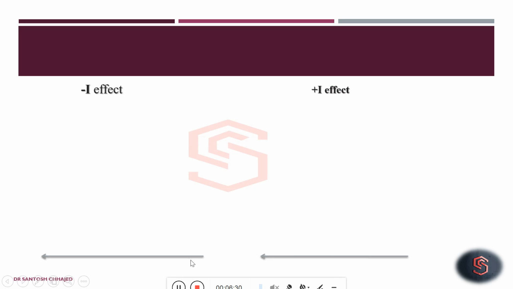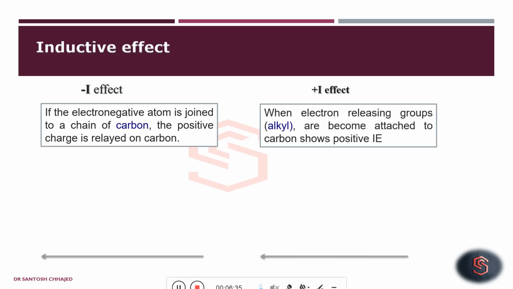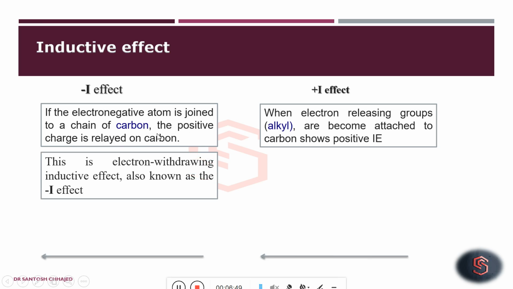Now we'll see there are two kinds, minus I effect and plus I effect, depending upon the electron releasing or withdrawing nature of the group. If an electronegative atom is joined to a chain of carbon, positive charge is relayed on the carbon. This is the case where electrons are withdrawn from the carbon. This is the electron withdrawing inductive effect, where some electronegative atom withdraws electrons from the carbon.